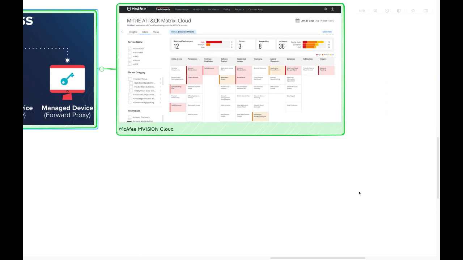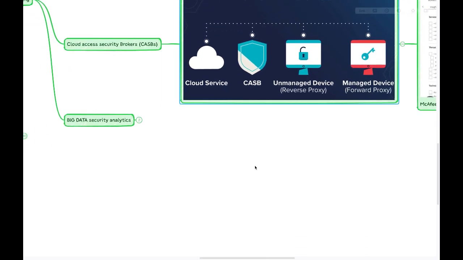Example tool: McAfee MVISION Cloud is a CASB solution that enables organizations to secure data stored in cloud services like Microsoft 365, Google Workspace, and Salesforce. It offers features like data loss prevention, threat protection, and access control to enhance cloud security.